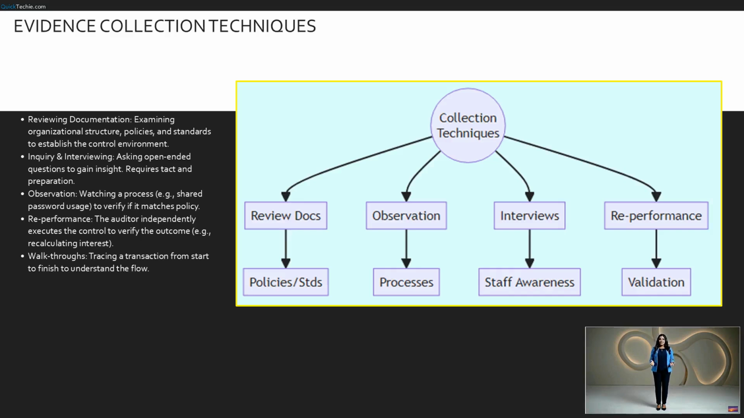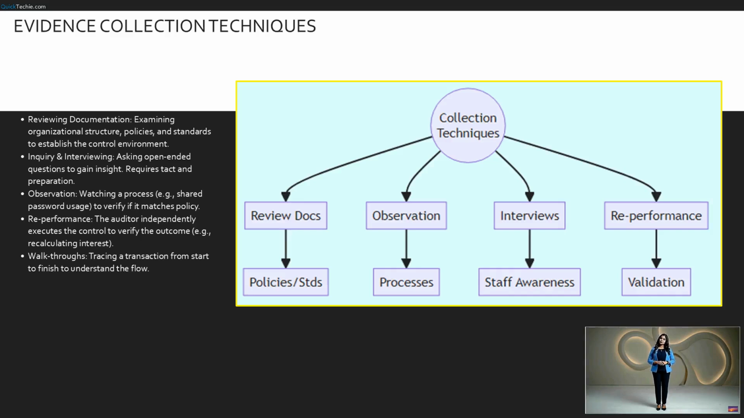Tracing a single transaction from initiation to reporting to see every control it passes through, this mind map breaks down our collection techniques. Central to the diagram is the concept of collection techniques. Branching out, we see our four main tools. Review docs leads us to examine policies and standards.